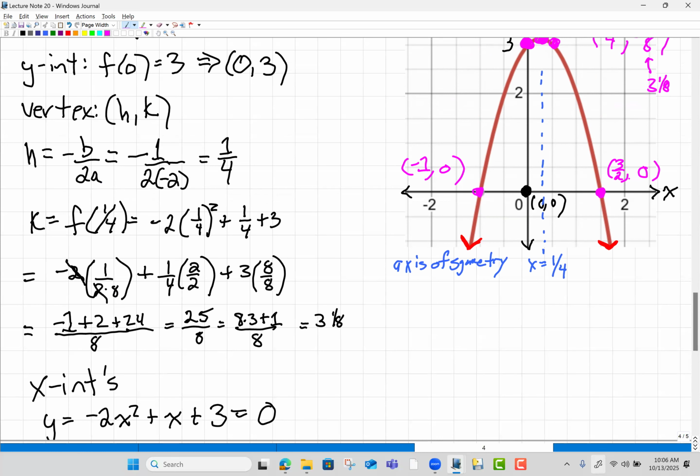There we go. So again, we learned that this distance was 5/4. And we added it to the 1/4. All right. That's the full anatomy of a parabola.